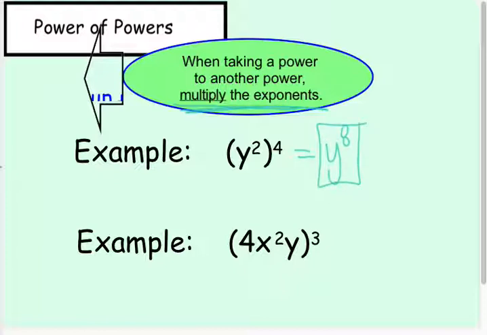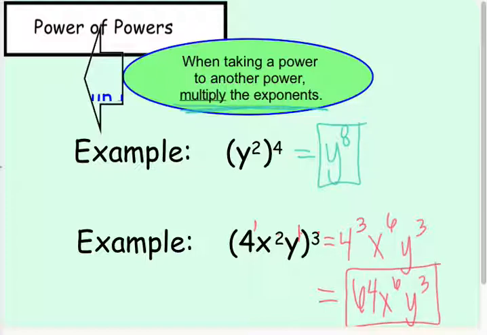My next one is all to the third power. The way I would do this is every single part gets multiplied by the third, so every exponent. This is really 4 to the 1, so 1 times 3 is 3, so it's 4 to the third. Then x to the second times 3 is x to the 6th. And this is really y to the first, so 1 times 3 is 3, y to the third. The last thing you should simplify is 4 to the third. If you put that in your calculator, it's 64, so 64 x to the 6th y to the third. So that's power of powers, when you have a power or an exponent to another power.